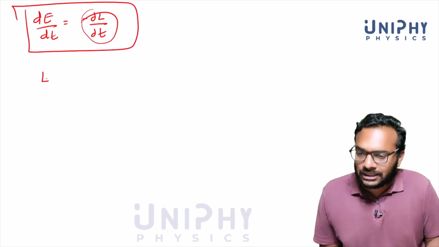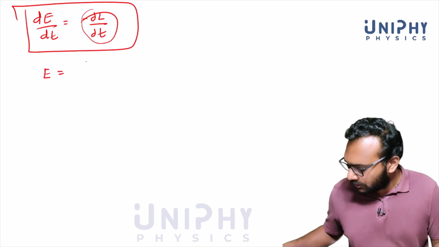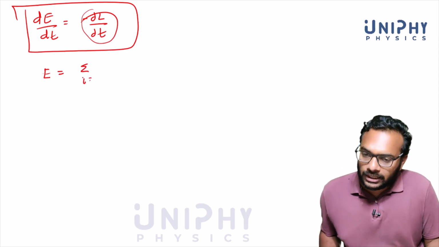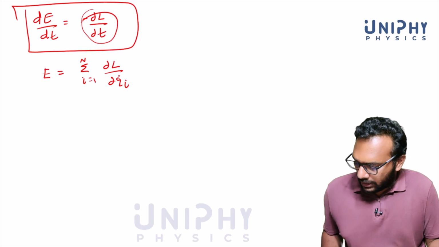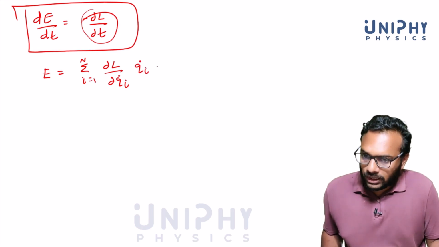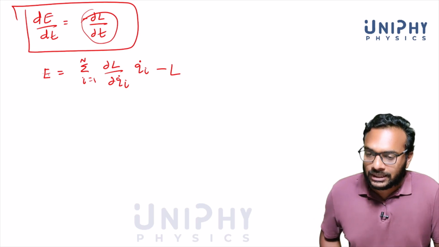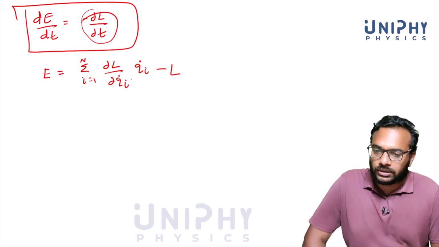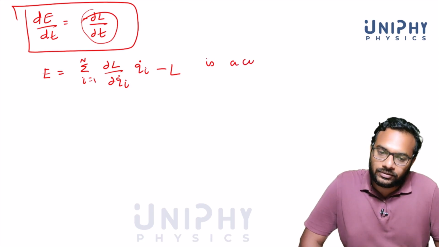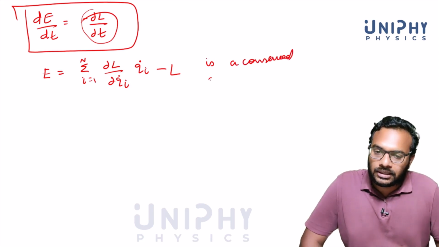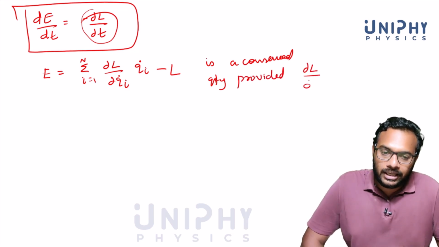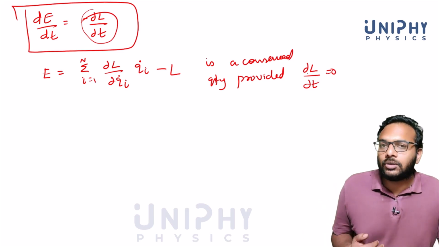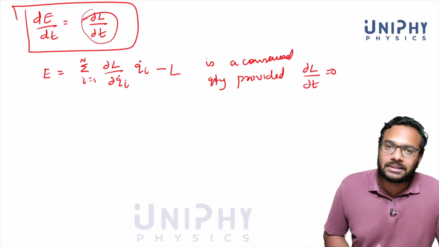Okay, what was that E? We checked the first option, which was given as E equal to summation over i equal to 1 to n of ∂L by ∂qi dot times qi dot, minus L. So we conclude that E is a conserved quantity provided ∂L by ∂t is equal to 0. When you say ∂L by ∂t is equal to 0, it means that the Lagrangian has no explicit dependence on time.